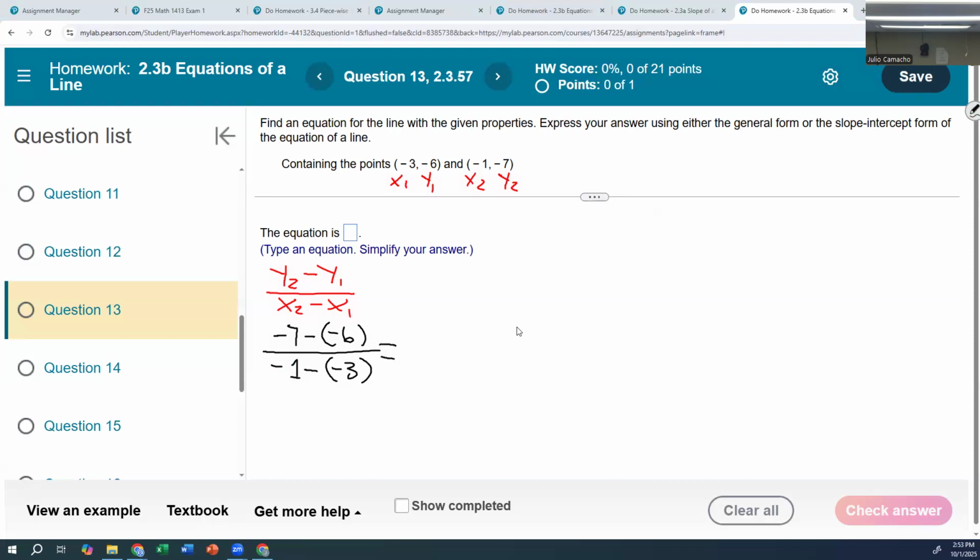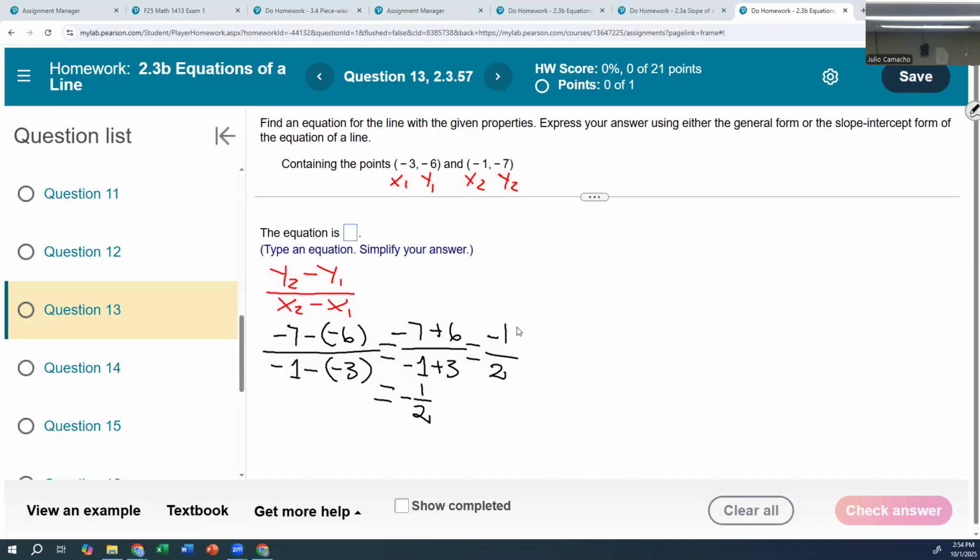So let's try to clean up this equation. You have -7 plus 6 in the numerator, and you have -1 plus 3 in the denominator. -7 plus 6 is -1, and -1 plus 3 will be +2. And the final answer for the slope will be -1/2. That is your slope, -1/2.